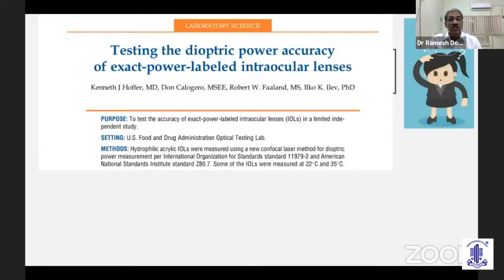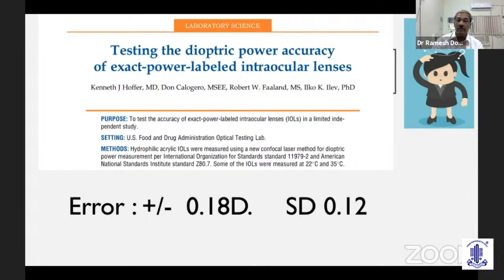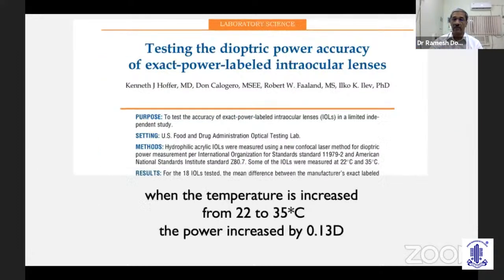Kenneth Hoffer used the US FDA optical testing lab, using a more advanced confocal laser method, to find out the variation of exact power labeled intraocular lenses. And he found something very similar. When a company marked the exact power on those lenses, this was a company which supplied lenses from Europe, he found that the error was 0.18 with a standard deviation of 0.12. So though they were marked with the exact power, the actual power could vary by 0.2 or 0.3 diopters from what is stated on the label.